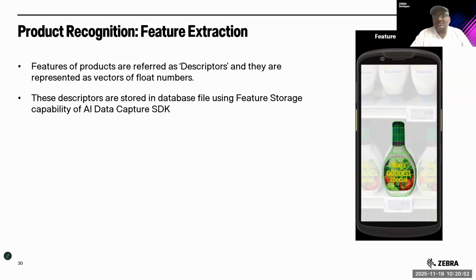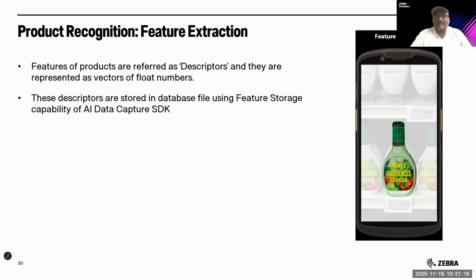While you could do this enrollment as a next step, whenever you get a new product, you could add these descriptors to the existing database as well, right? So the next step in this is to generate the index file. That process is called enrollment. That is using the feature storage block, right?